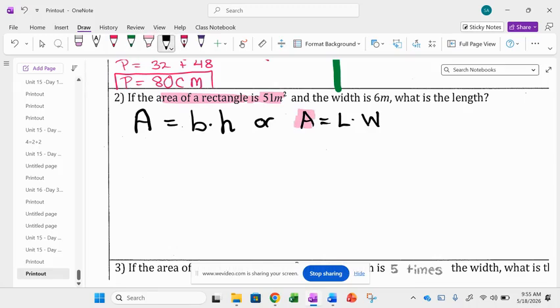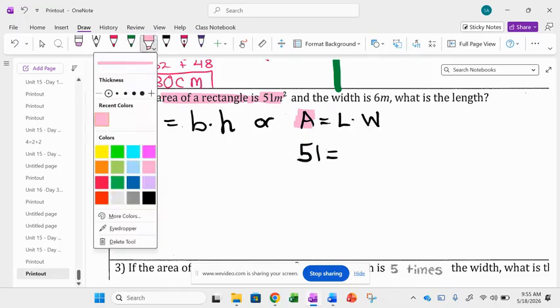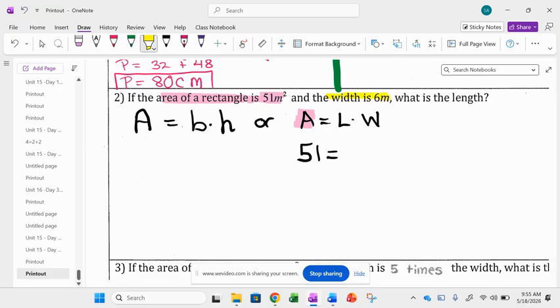So now when I substitute in, I'm going to say 51 is equal to, then they say the width is 6 meters. So that's why I'm using this formula. So 51 is equal to the width, which is 6. What is the length? We don't know what the length is. Because I don't know what the length is, I'm going to call the length X. Does everybody understand how I plugged in for this formula? Okay. Now we're going back to pre-algebra here.